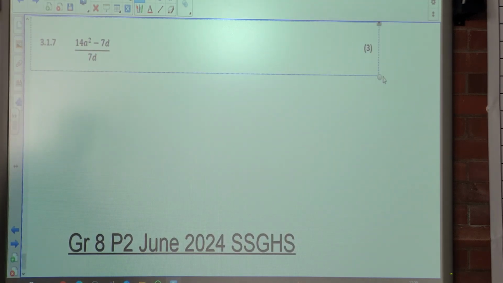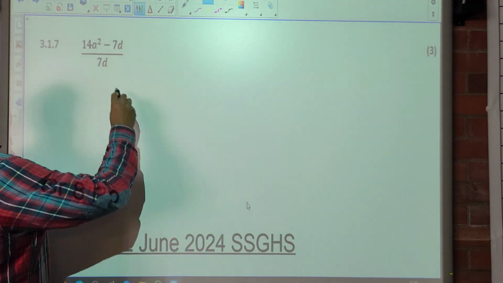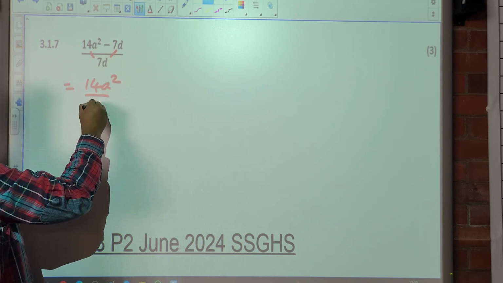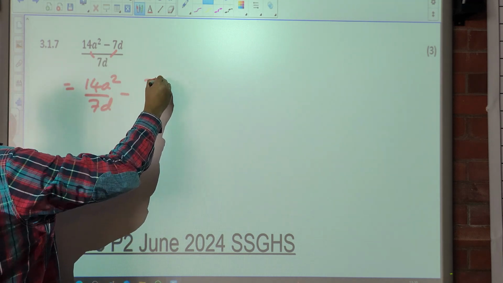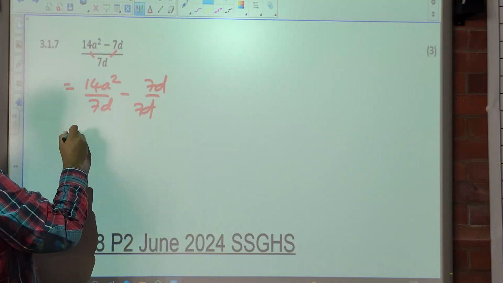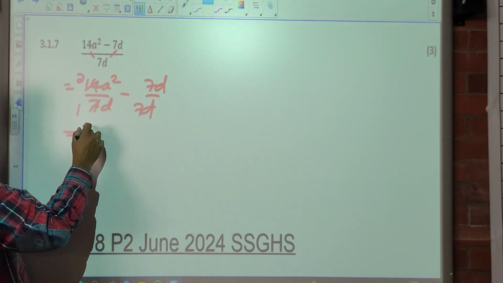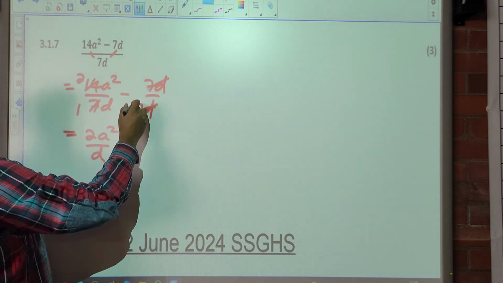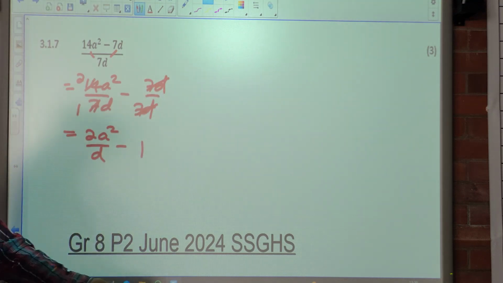The next one, we're going to put each one on its own in order to simplify. So it's 14a squared over 7d minus 7d over 7d. 7 going into 7 once, 7 going into 14 twice. So it's 2a squared over d minus, that cancels completely, 1.